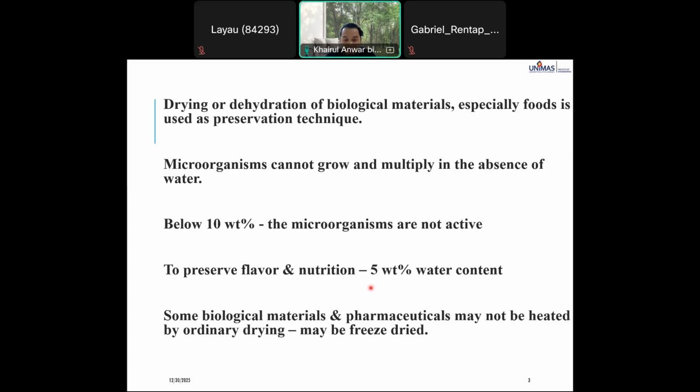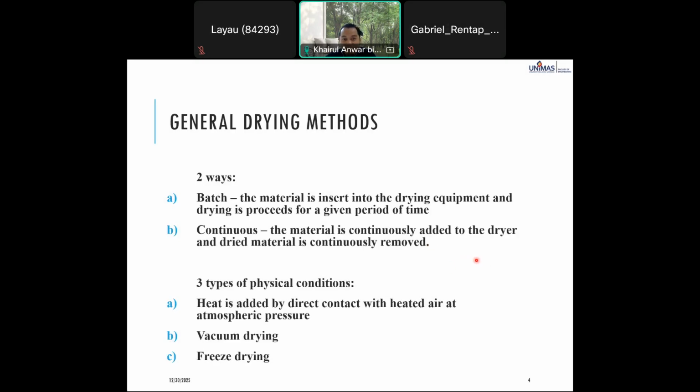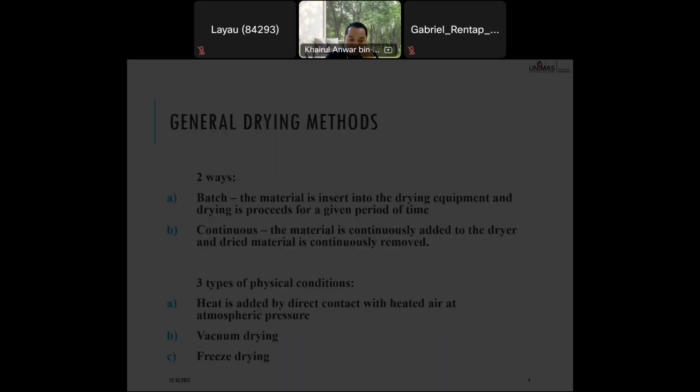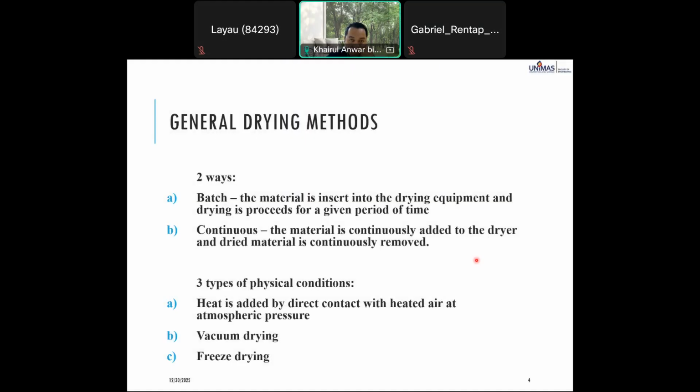Some biological materials and pharmaceuticals may not be heated by ordinary drying, maybe they are dried like instant coffee. General drying methods are two types, batch and continuous. In the physical condition type, heat is added by direct contact with heated air at atmospheric pressure, or by vacuum drying and freeze drying. For vacuum drying, we have it in our lab now. Freeze drying, yes, we also have freeze drying in the lab.